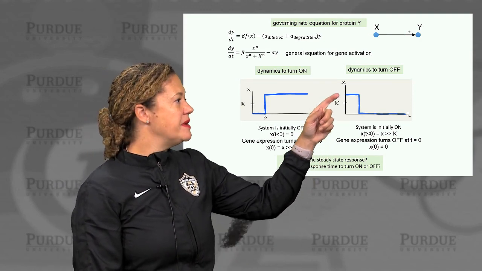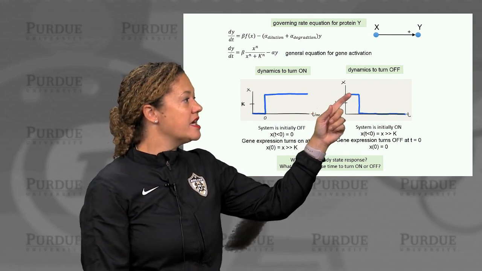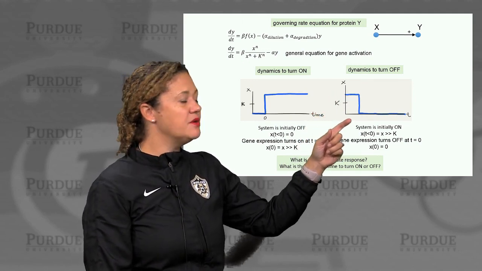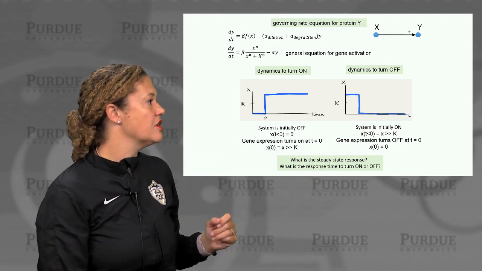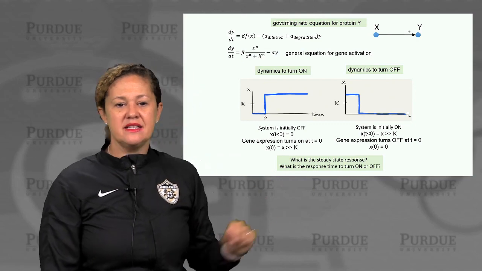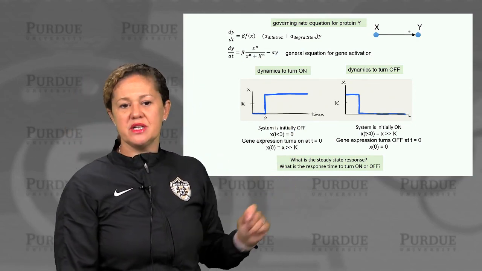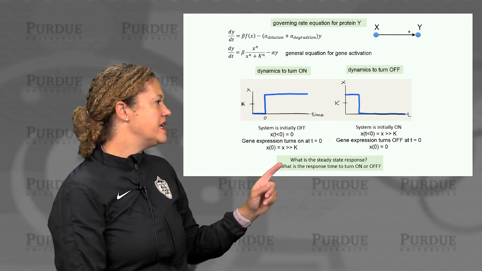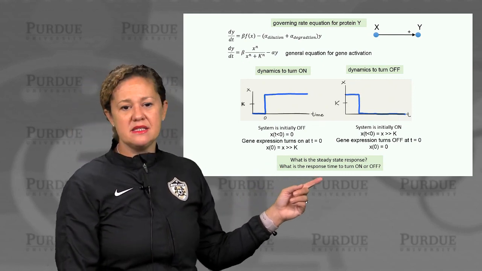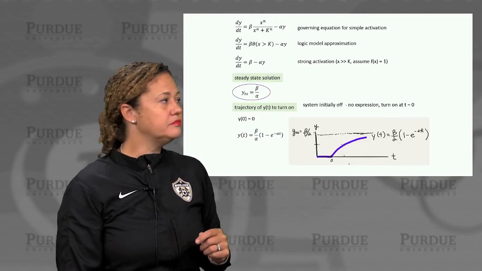We have a large amount of X. Again, large is relative to our threshold value, at a constant. And at some time 0, we instantaneously turn our system off, and we take away that active X transcription factor there. And we can ask the question, what is the steady state response? And we can ask the question, what is the response time to turn the system either on or off?